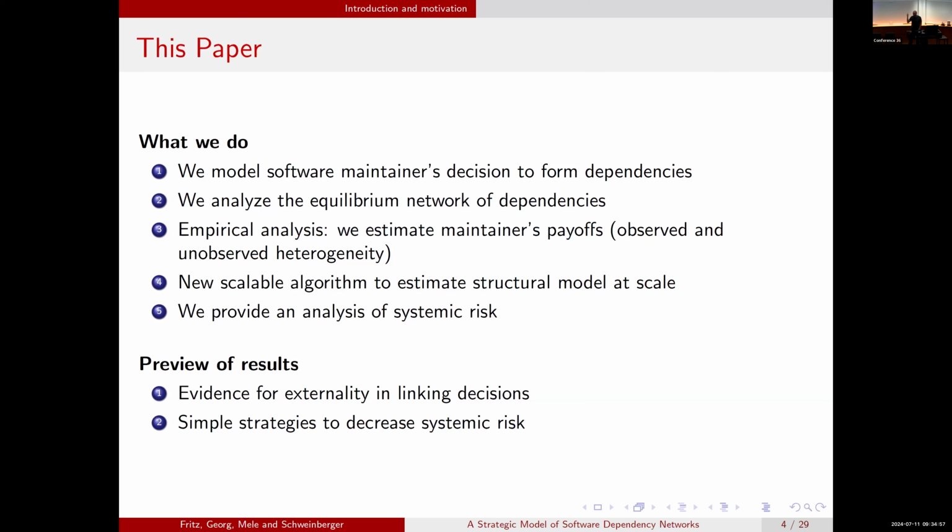All right. What we find when we study the model is that there's evidence for externality in linking decisions, where my decision to link to another package does not take into account the additional risk that this package's links and dependencies have on those packages that depend on me. And the result is that there's excessive connectivity in the system. We then explore what this means for systemic risk, but you can think of it as a propagation of vulnerabilities.